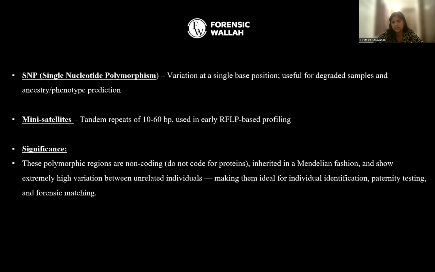Then we have minisatellites. Minisatellites are nothing but tandem repeats. As I told you, there will be a tandem repetition of 10 to 60 base pairs. These are used in RFLP-based profiling.